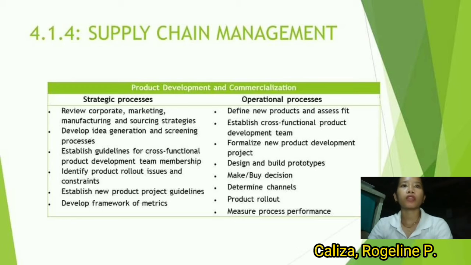Formalize the new product development project is to create a design to develop new products. Design and build a prototype is to create a prototype to develop your ideas for your new products. Make or buy decision is to decide and plan to organize your business. Determine channels is to understand the process of the distribution channel. Product rollout is to identify your goals to make a new product. And next is measure process performance.